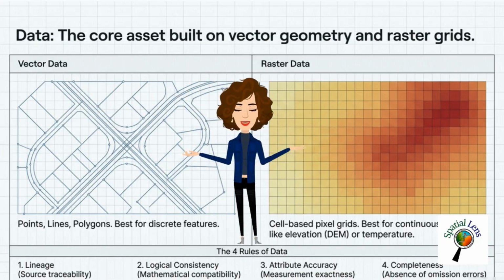The third and most important component is data. GIS depends entirely on data, especially spatial data that represents locations and features on the Earth. This includes maps, satellite imagery, survey data, and attribute information. Accurate and reliable data is the foundation of any successful GIS project.